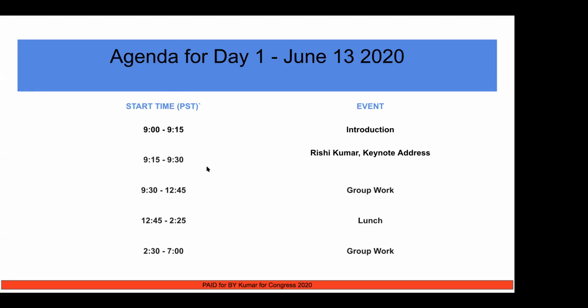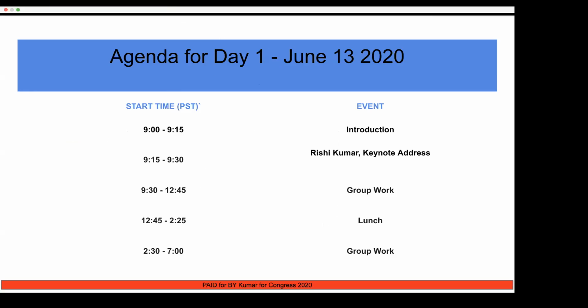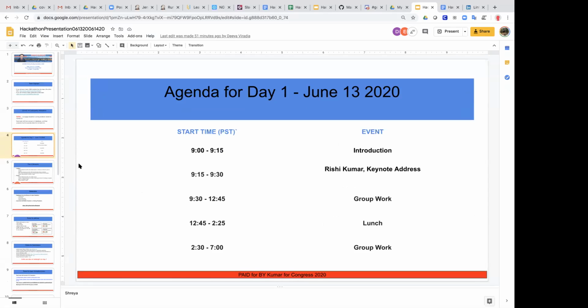Shreya, do you want to go for this? Yes. So this is what the agenda for the first day looks like. From now until 9:15, we're just going to have our introduction. And then from 9:15 until 9:30, Rishi Kumar is going to give the keynote address. And then from 9:30 until 12:45, you will have group work. That's a chance for you to work with your teams on the policy or the coding. From 12:45 until 2:25, we're going to have a lunch break. And then from 2:30 until 7 p.m., we have group work. If you finish earlier, you don't have to stay for the entire time, but just know that you have until 7 p.m. to work on your policy or coding solution. Is the agenda clear to everyone? Okay, there are no questions. We'll move on.